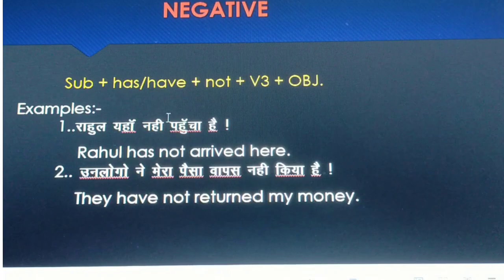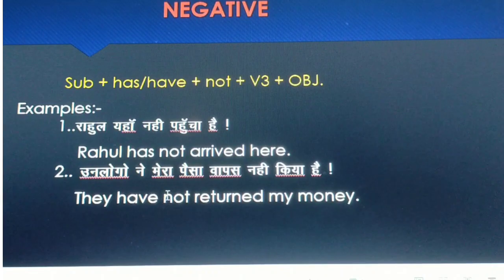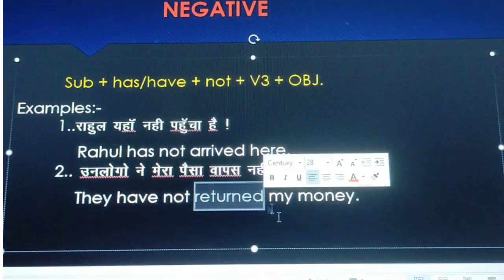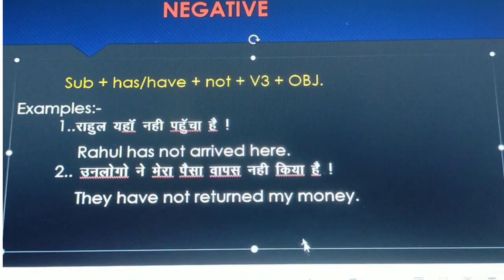And here for यहाँ. उन लोगों ने मेरा पैसा वापस नहीं किया. The subject is उन लोगों ने, that is they is the subject. Have, that is auxiliary verb, and for negative we have used not, and the verb should be in third form, that is why returned. Returned what? The object is my money.